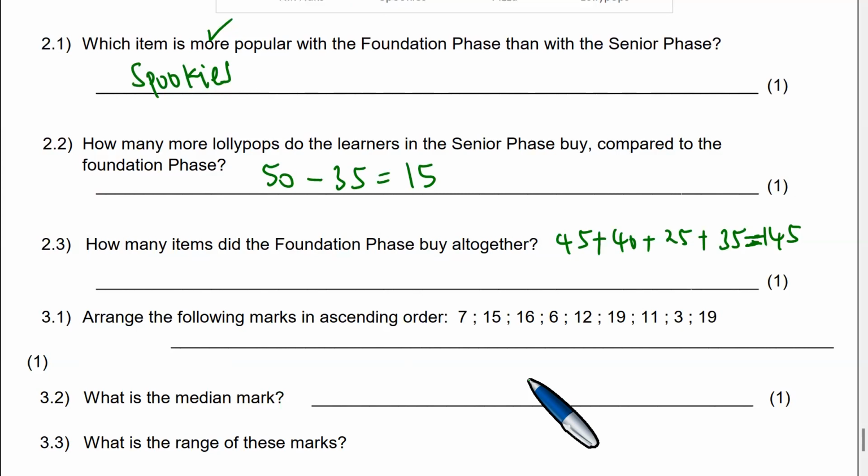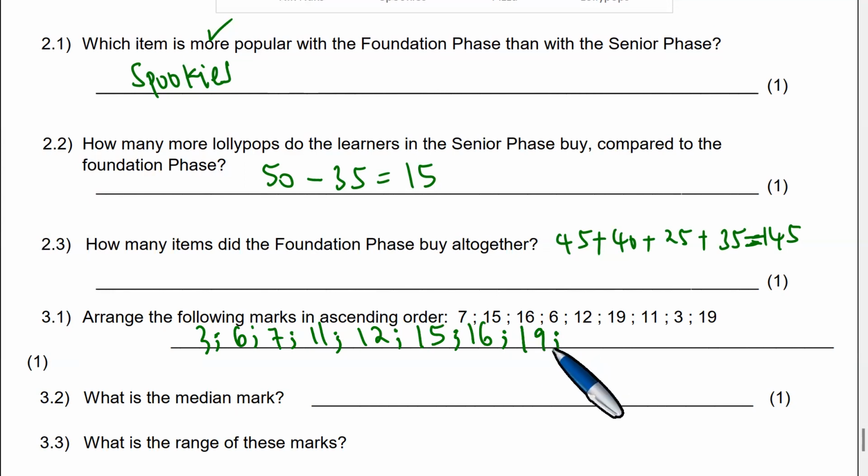What is the smallest mark? Three. After three is six. After six is seven. After seven is 11. After 11 is 12. After 12 is 15. After 15 is 16. After 16 is 19. After 19 is what?